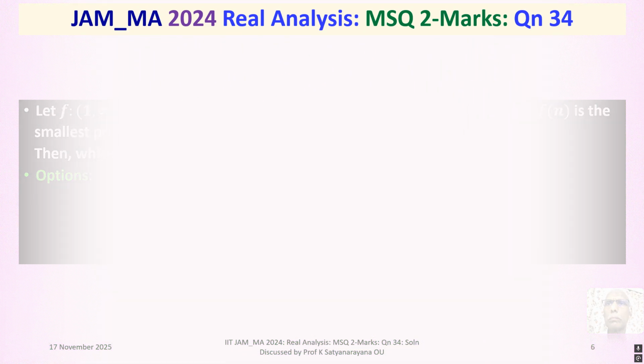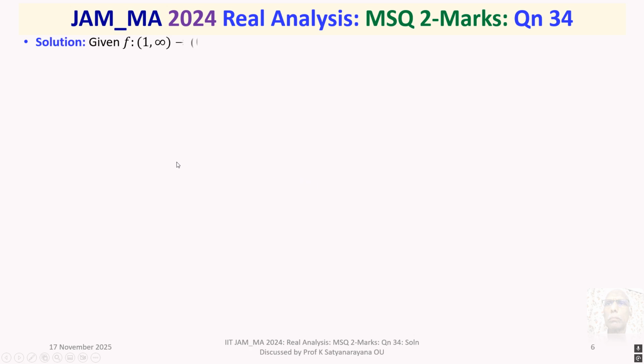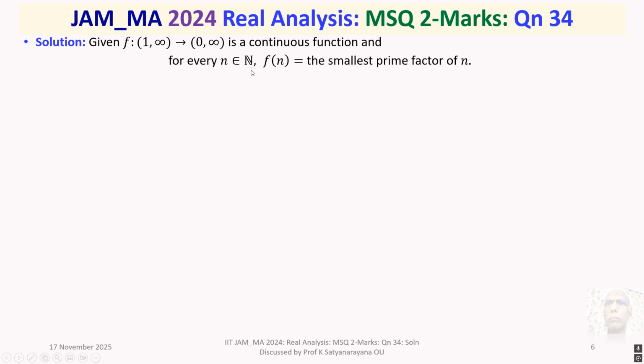Let's now discuss the solution of the problem in detail. We are given a function from the open interval 1 to infinity into the open interval 0 to infinity. It is defined as a continuous function, and for every n belonging to the set of natural numbers, f of n is equal to the smallest prime factor of n. Let's get a feel about this function.